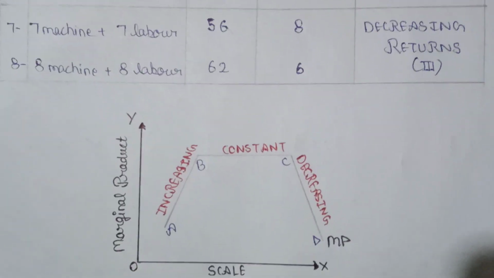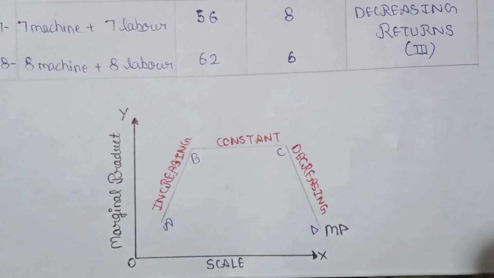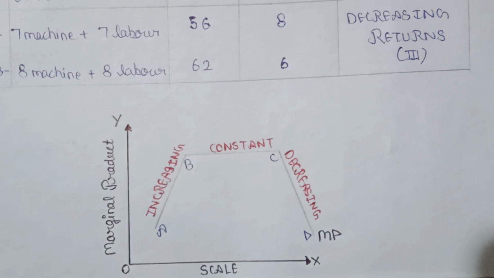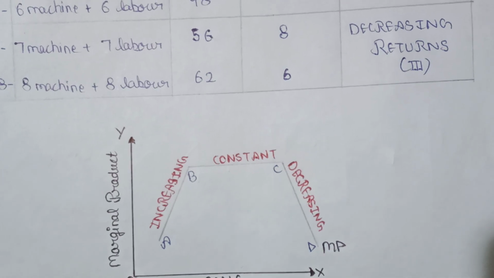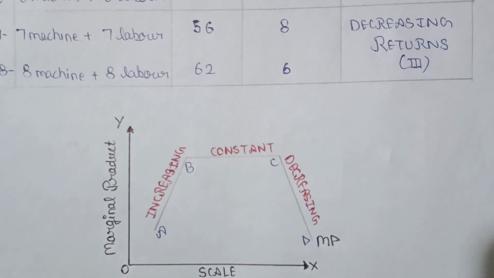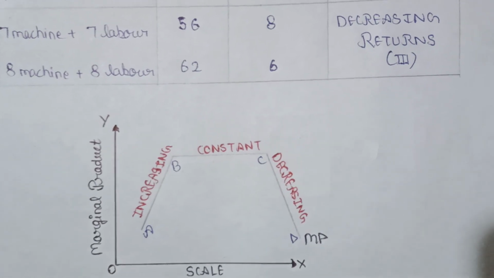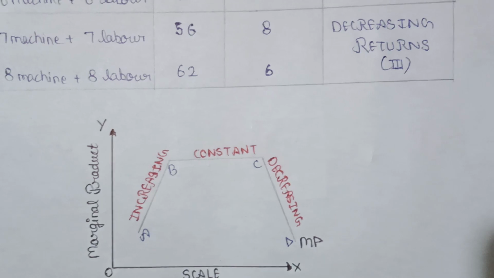Now by this graph, you can see that it is the graph between the scale and the marginal product, which is showing that the upward slope is the increasing returns to scale, and the line parallel to the x-axis is the constant returns to scale, and the downward sloping curve shows the decreasing returns to scale. Thanks.